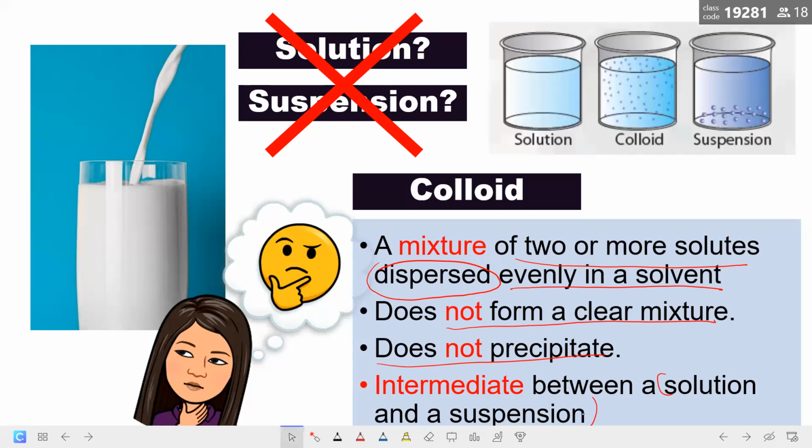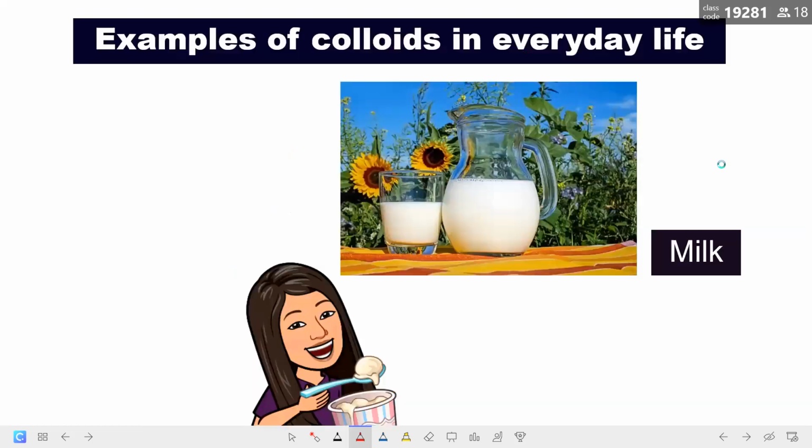So let's see the difference. Solution, all clear. Suspension, something at the bottom. Colloid is not very clear, but it doesn't have too much precipitate like a suspension. So here the teacher calls it an intermediate. Take note, milk is an intermediate.